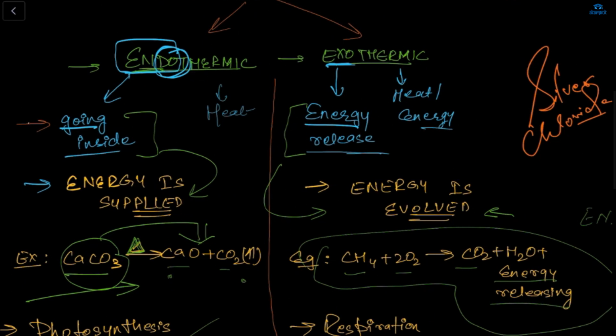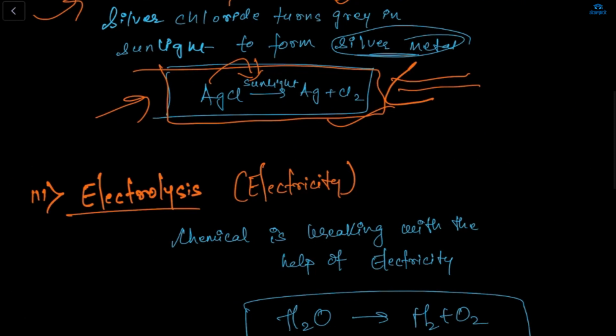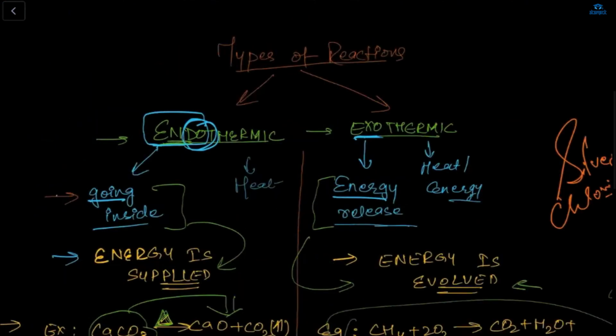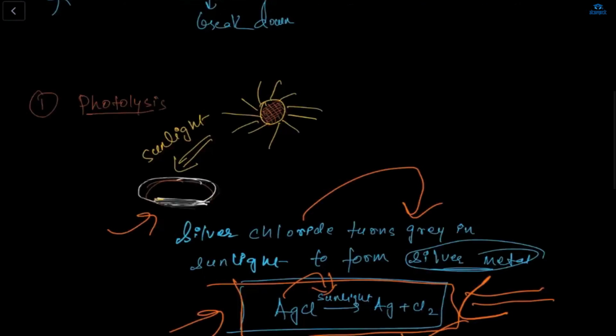Ma'am, what is the next element in the RHS? Plus what? Cl2. Yes, ma'am. It is releasing in the form of Cl2. Ria, now you tell me why this is endothermic, why not exo? Ma'am, because in endothermic reactions, the heat or energy is being supplied to the chemical reaction. Heat is going inside, and here the sunlight is going inside the chemical reaction. So this is endothermic. Now we will move on.